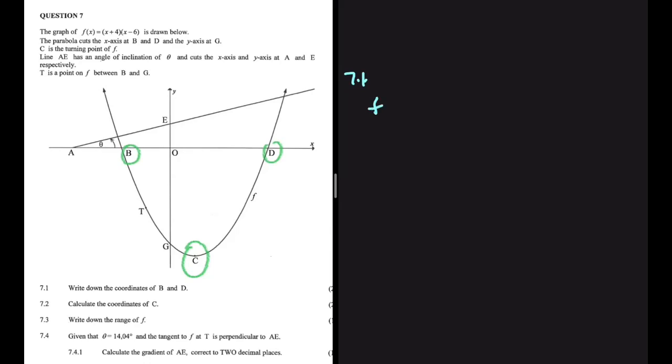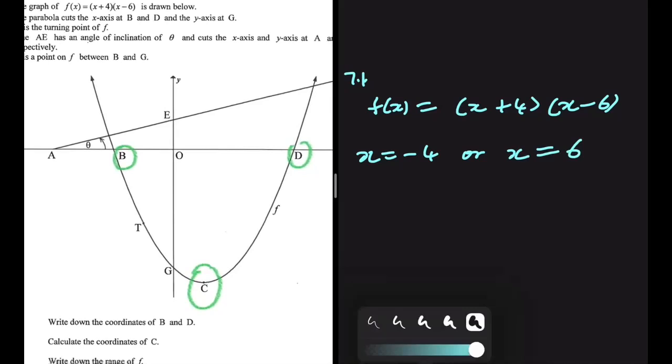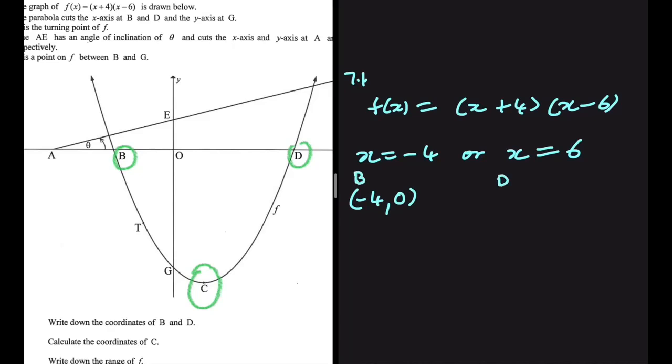We are given the function f of x equals (x plus 4) multiplied by (x minus 6). Obviously, if we solve for x here, we're going to get x equals minus 4 or x equals 6. It will be easy to see that the x coordinate of B is minus 4 and the y coordinate is 0 because it is the x-intercept. And then this is the coordinates of B. The coordinates of D, we have 6 and 0. And just like that, we've answered 7.1.